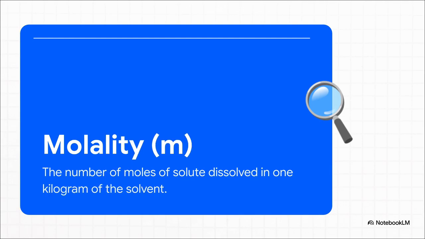Then we have molality, with an L. And you have to pay attention here, because the details are critical. It's the moles of solute per kilogram of just the solvent. See the two huge changes? We're using mass, kilograms, instead of volume, and we're only looking at the solvent, not the whole solution. Since mass doesn't change with heat, molality is temperature independent.